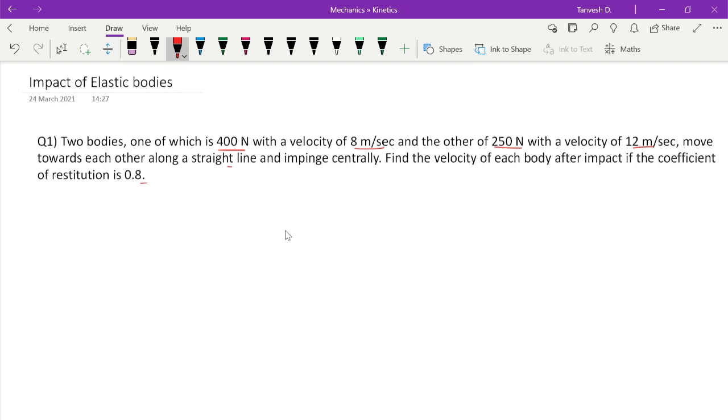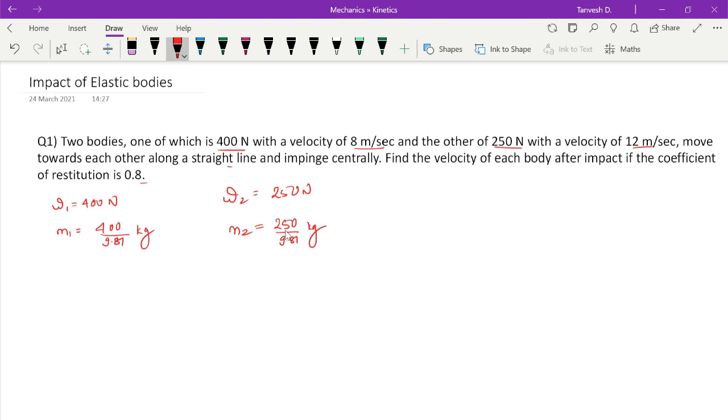So we'll be using the conservation of momentum principle, as well as the formula of the coefficient of restitution, in terms of the initial velocity and the final velocities. What is given to us here is weight. W1 I'll say is 400 newtons, so mass 1 will be 400 by 9.81 kg. W2 is 250 newtons, and similarly mass 2 will be 250 upon 9.81 kg.